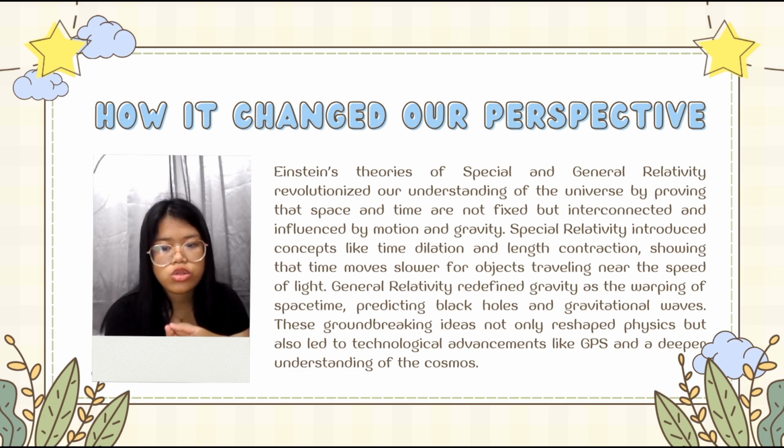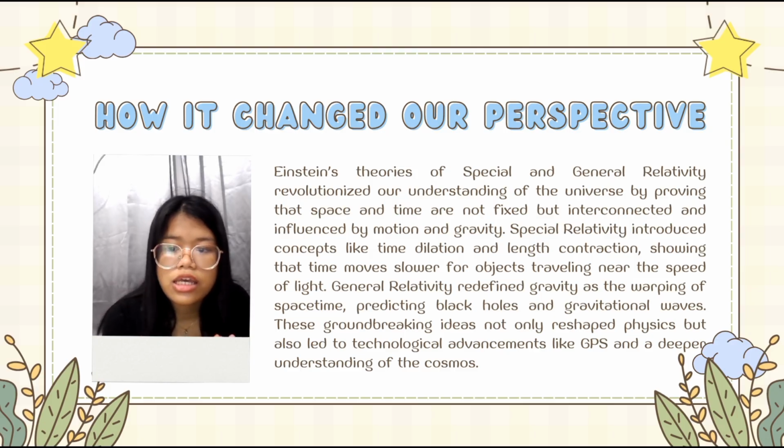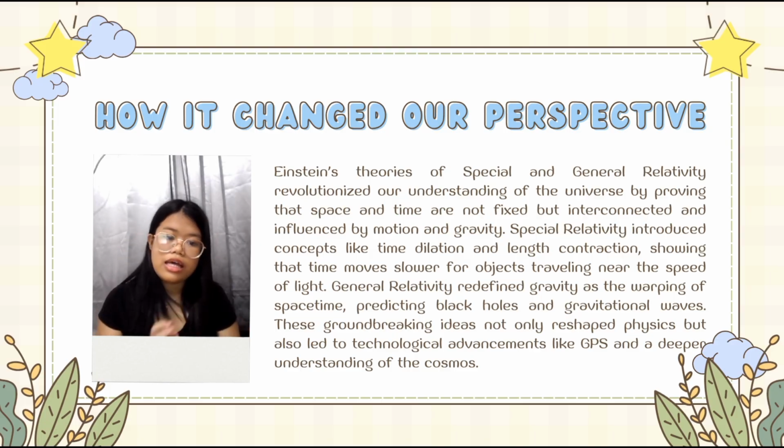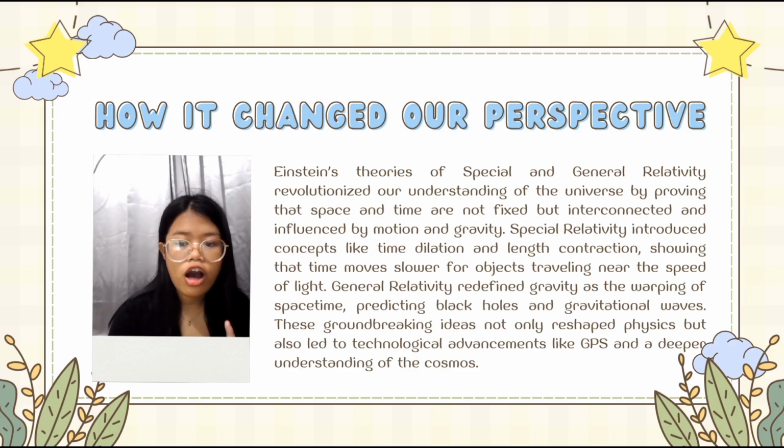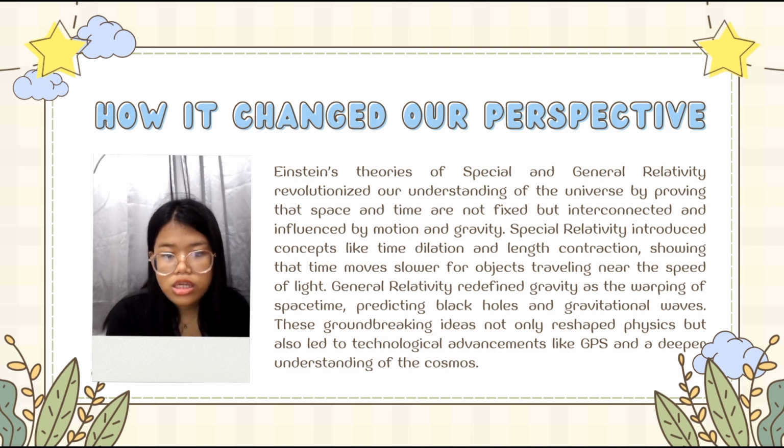General relativity took this even further by redefining gravity as the bending of space-time rather than a simple force. Massive objects like planets and stars create curves in space-time, affecting the paths of nearby objects. This theory not only explained previously unsolved mysteries like Mercury's unusual orbit, but also predicted phenomena such as black holes and gravitational waves, both of which have been confirmed through modern experiments.